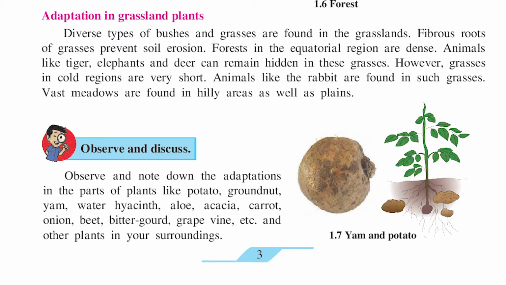Observe and discuss. Observe and note down the adaptations in the parts of plants like potato, groundnut, yam, water hyacinth, aloe, acacia, carrot, onion, beet, bittergourd, grapevine, etc. and other plants in your surroundings.